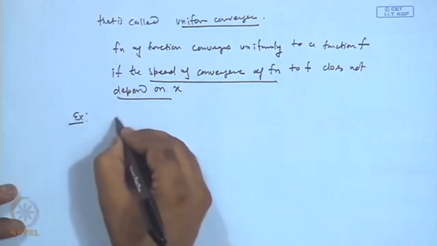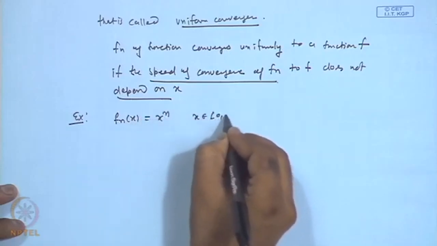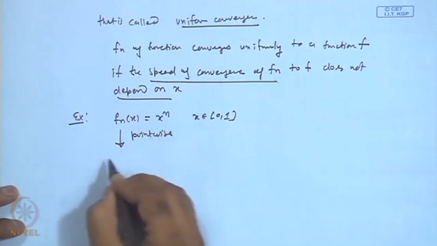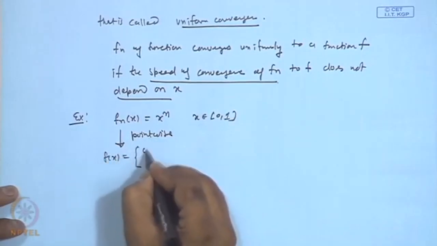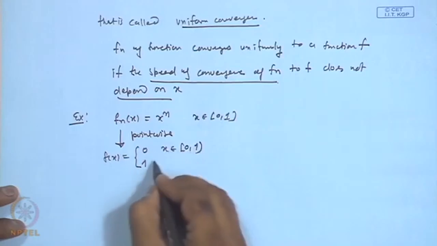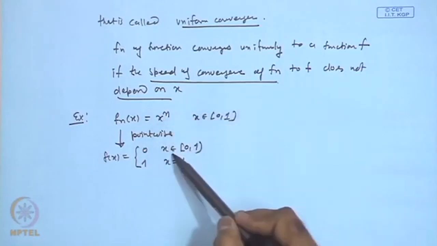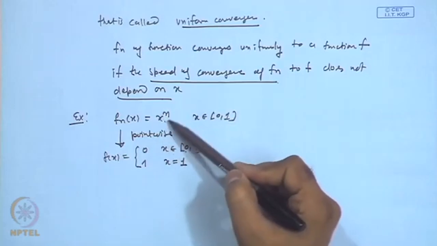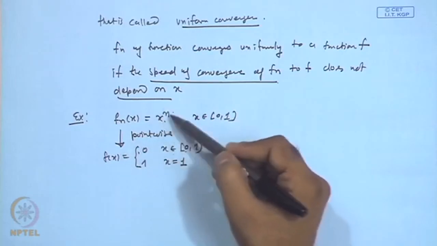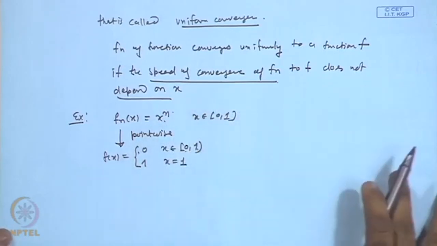If we just take an example f_n(x) equal to x to the power n, it is a very standard example, and x is between 0 and 1. This function will converge pointwise to a function f(x), which is 0 when x is in the open interval from 0 to 1, and 1 when x is equal to 1. Let us see what is happening here. If we take any x between 0 and 1, x to the power n as n approaches infinity will always go to 0, and if we take x equal to 1, then it is in fact 1, a constant sequence in that case.